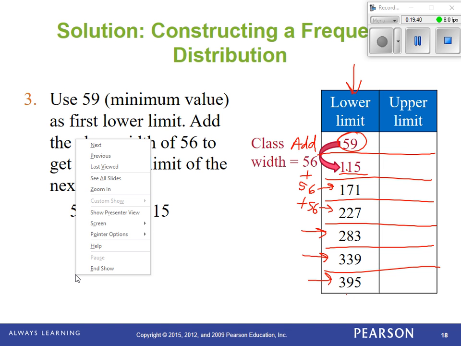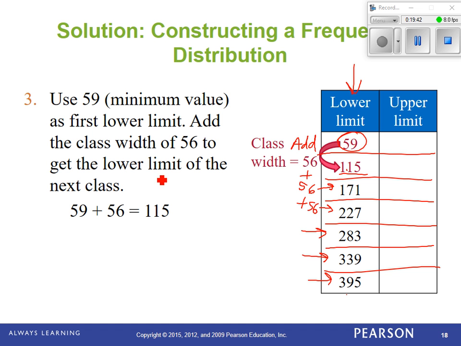Next step, to find the upper limits. Easiest way to find the upper limit, the book tells us a little different. Easiest way is just to look at this number. If this is 115, then this limit here has to be 114. It has to stop right before it. If this is 171, then this one has to be 170. If this is 227, then this has to be 226. 283, so this is 282. 339, so this one has to be 338. 395, so 394 goes here.